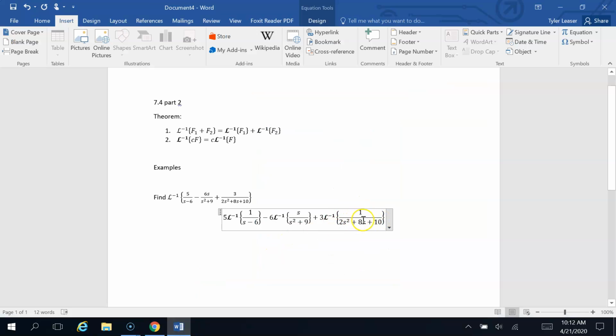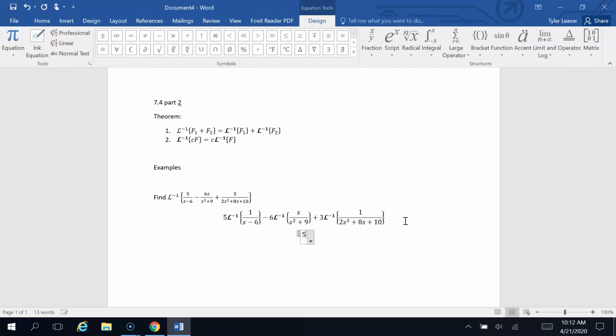This one's not going to match any of them because we're going to have to do that same technique that we did before, where we're going to need to do a completing the square. So let's go ahead and start writing out some of these. Remember that this one was an e to the 6t, minus 6. This one was a cosine of 3t.